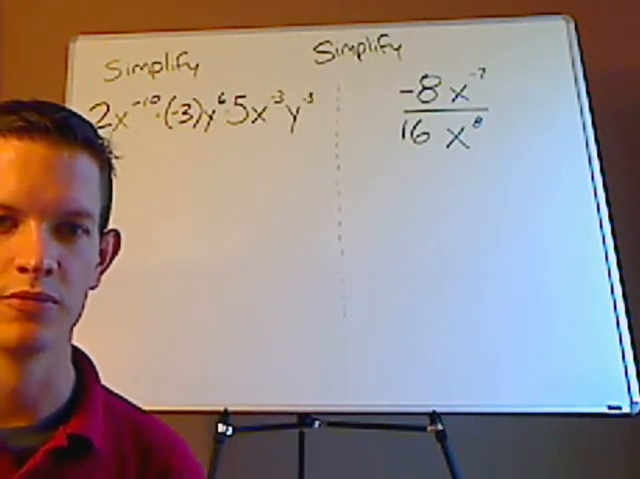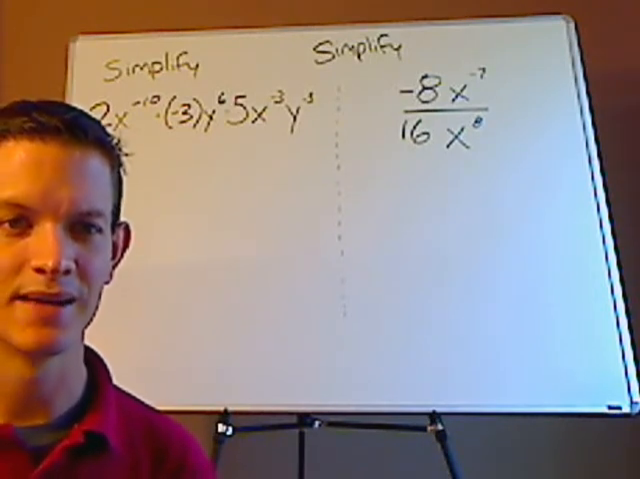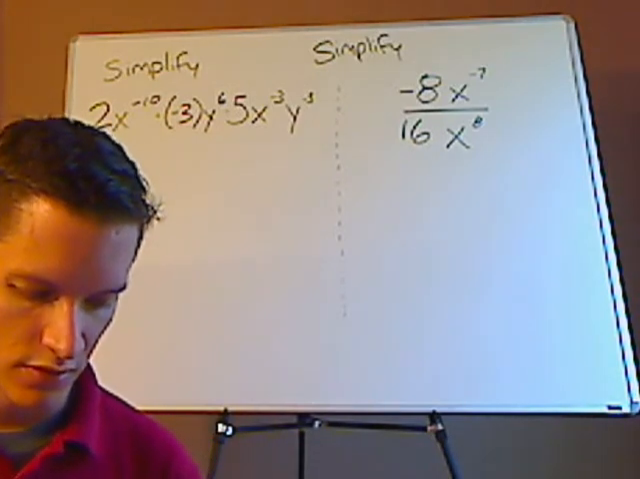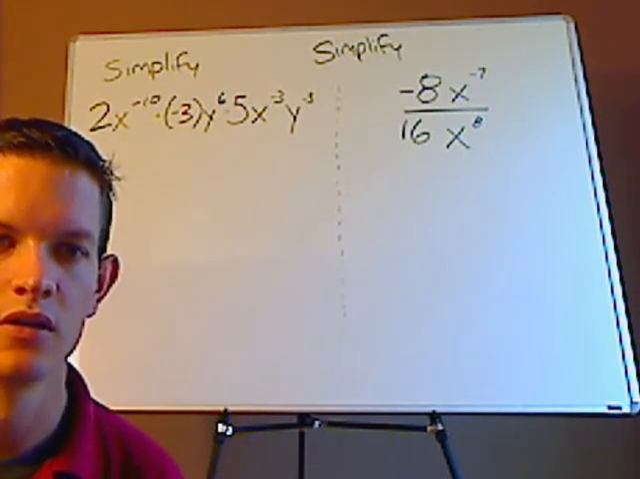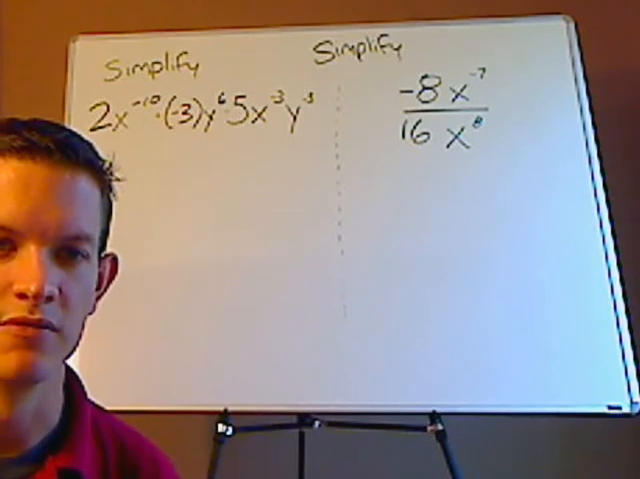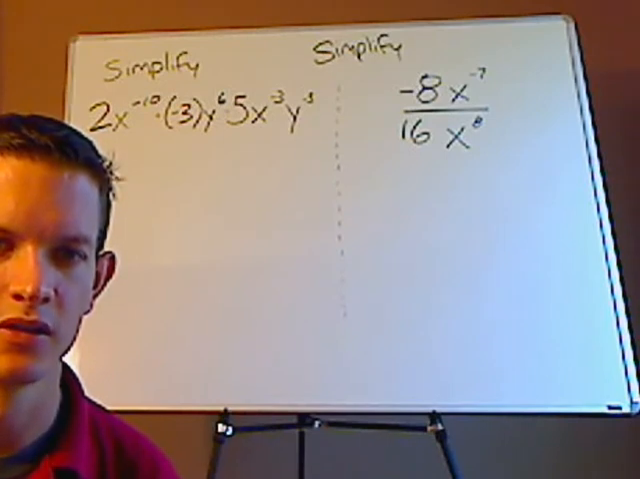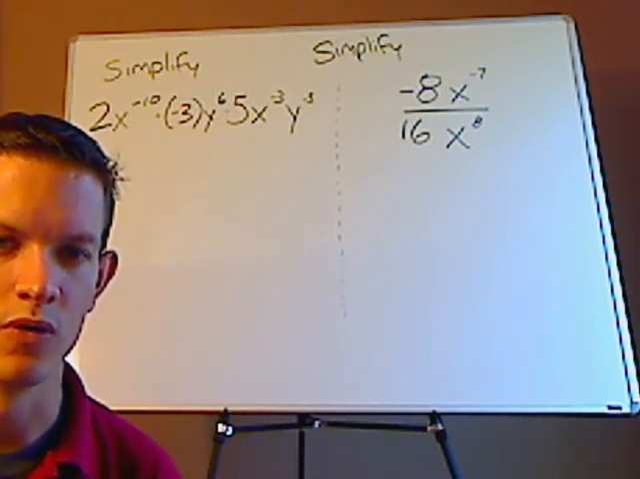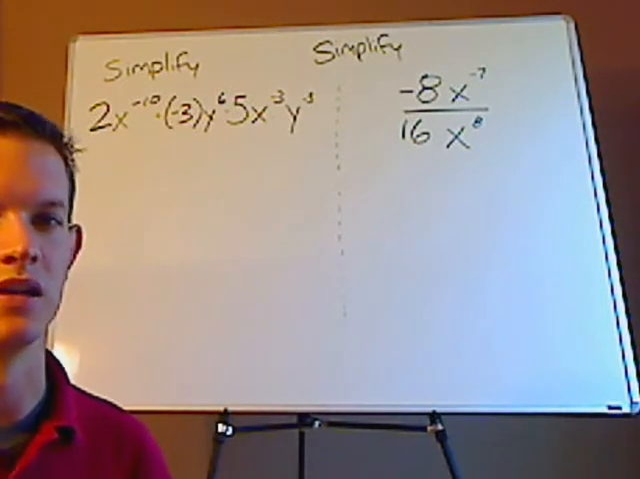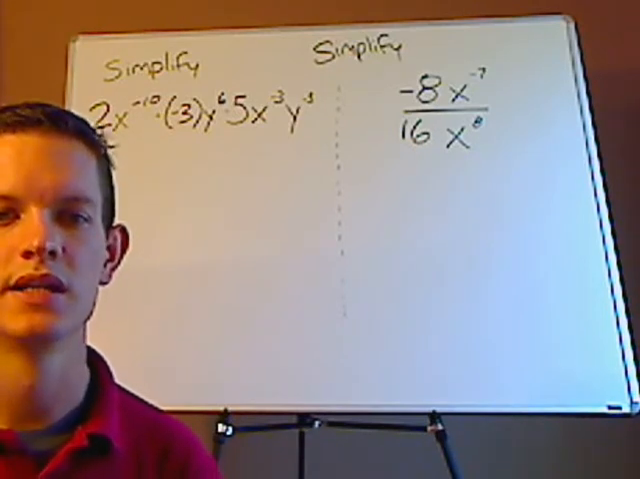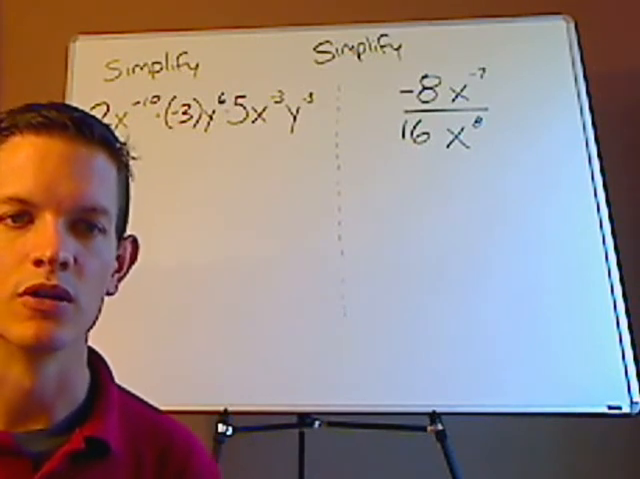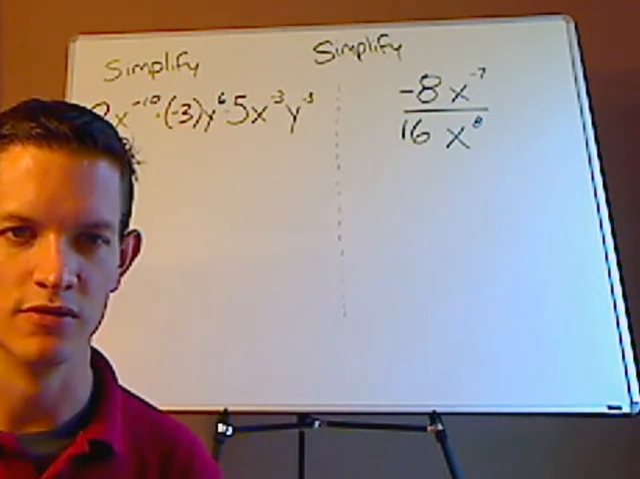Alright, here's another two examples of exponential functions, this time with negative powers, or negative exponents. So, you have 2x raised to negative 10, and that's a negative 3y to the 6. Then you have times 5x raised to negative 3, and then y raised to negative 3 as well. Then on the other side, the other problem is negative 8x to negative 7 over 16x to the 8th. So pause the video and see if you can try to do this one on your own.